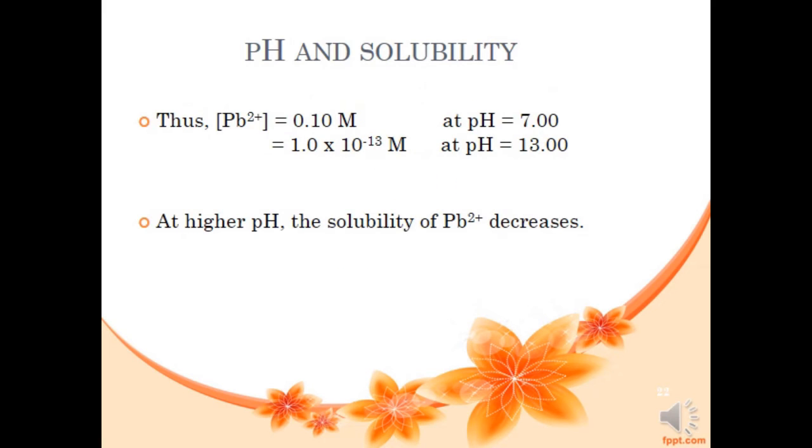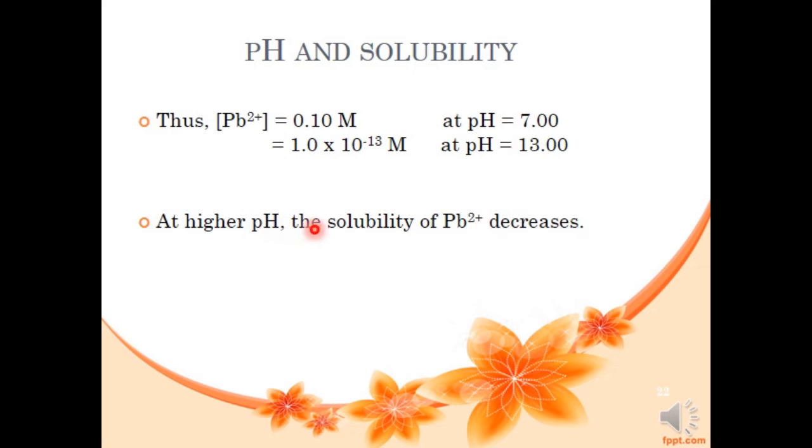When you compare the lead concentration in neutral and alkaline, the lead concentration will be higher in neutral condition compared to alkaline. This means it will be safer if the drinking water is at higher pH.